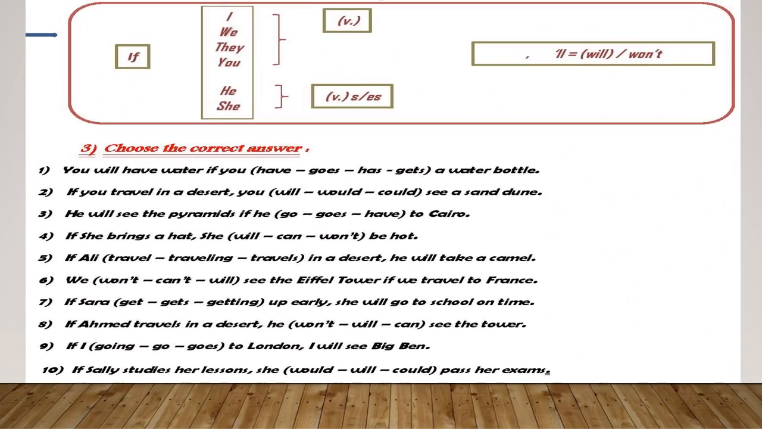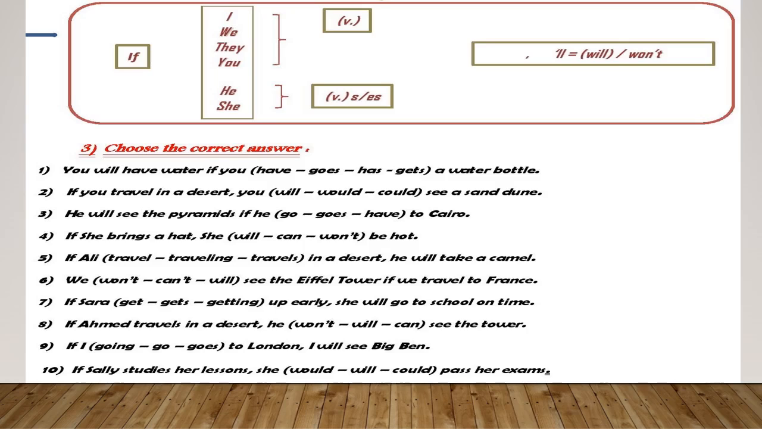Next question about the grammar rule of Unit 12. The grammar rule of Unit 12, the first conditional, consists of if. After if, you will write I, or we, or they, or you, or he, or she. But after I, we, they, or you, put verb zero without any additions. But after he or she, you add s or es to the verb. Next clause, you put will, or in the negative form, you put won't.